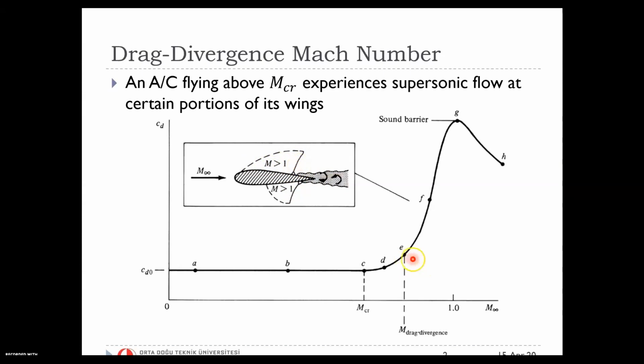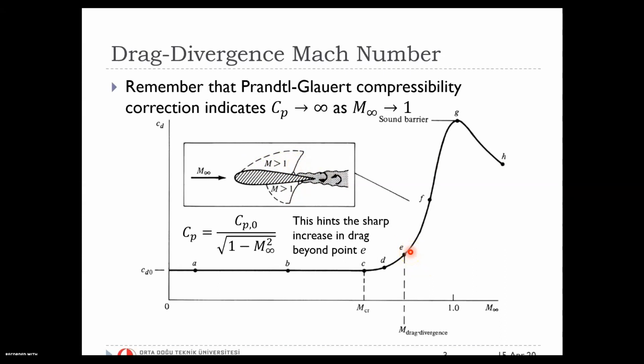So therefore, this drag divergence Mach number is an important parameter for an aircraft, as you can see. But what happens if you get close to Mach number 1? That's a question you may pose here. Free stream Mach number 1 you can refer to as the sound barrier. So as you can see, the drag increases.